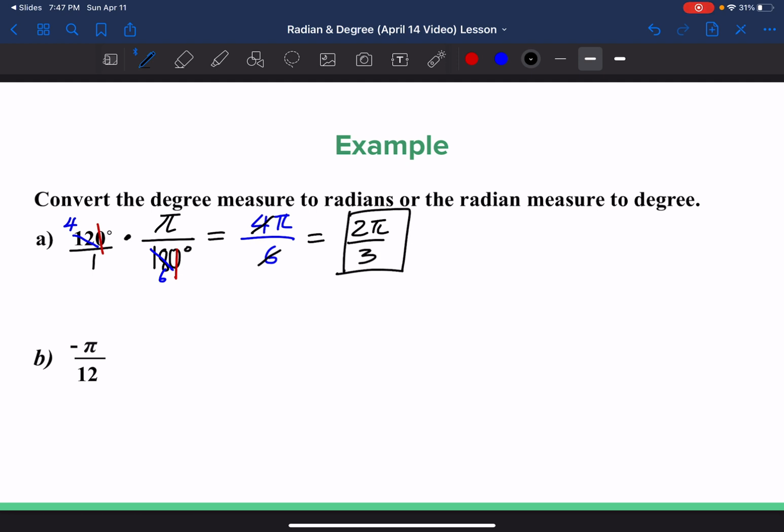You do not have to calculate pi. I want everything in terms of pi, okay? So I know that's radian. How do I know if it's radian? Because I have a pi. If you have a pi, it is radian.